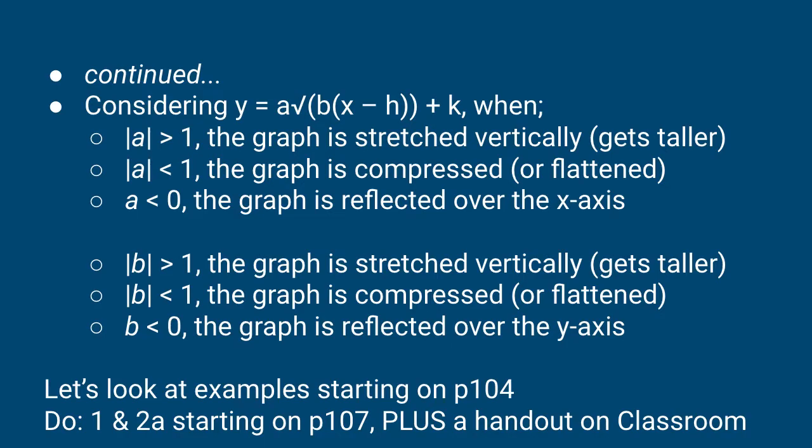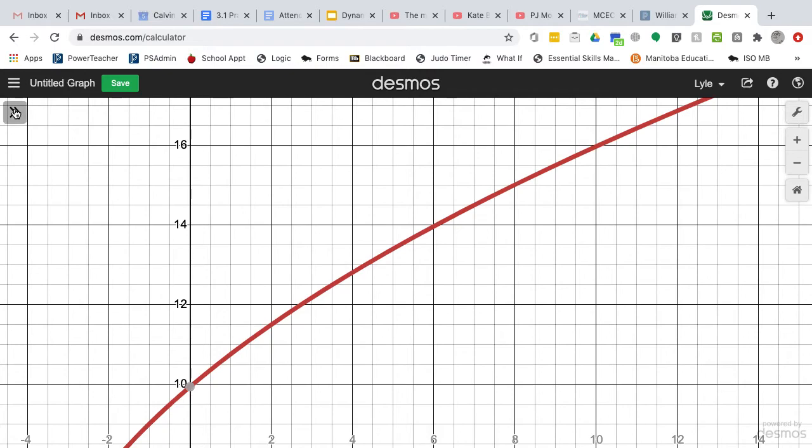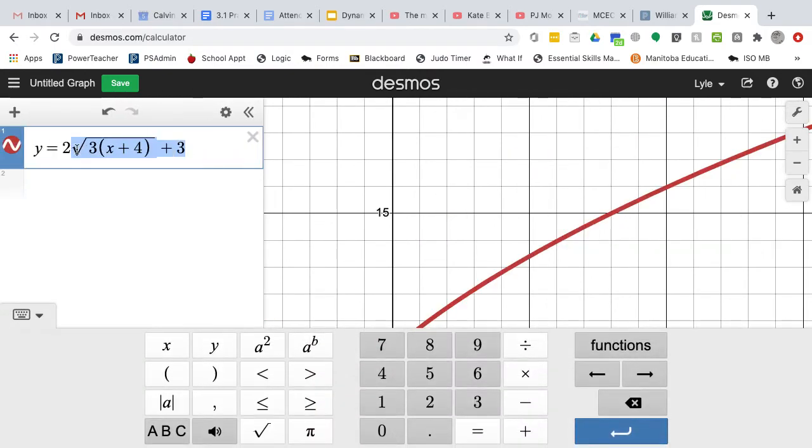But I did add a handout, and this is going to be on Classroom. I'll post it in a couple seconds. To graph these, find the domain and range. If you want to check your answer, you can punch this into Desmos. Oh, and look at this, 2x plus 4. I said you have to factor that out. So if we did that on Desmos, it's the root of 2x plus 4, which is the root of 2 times x plus 2.